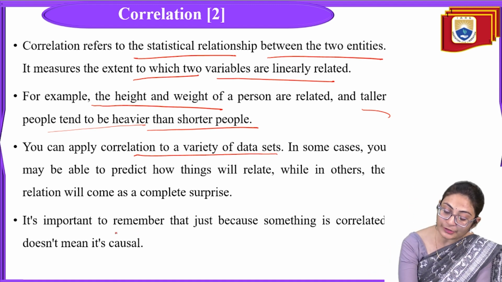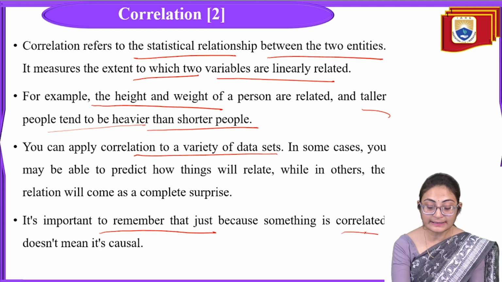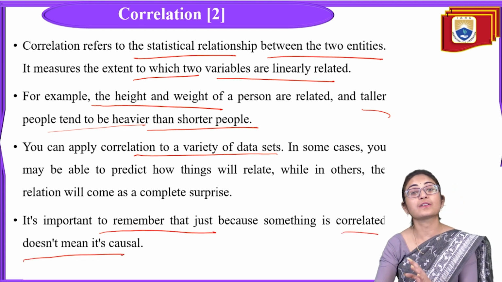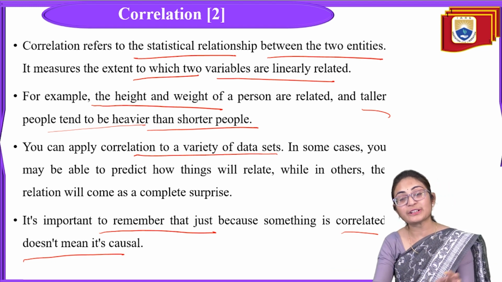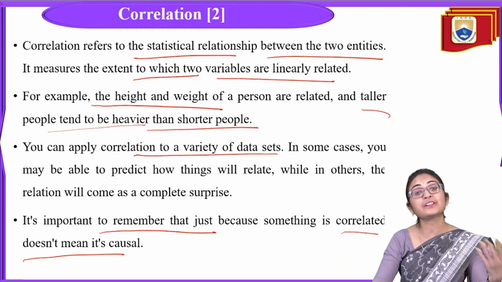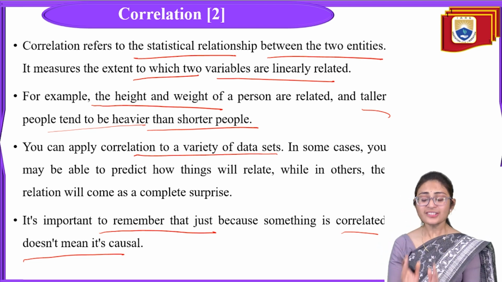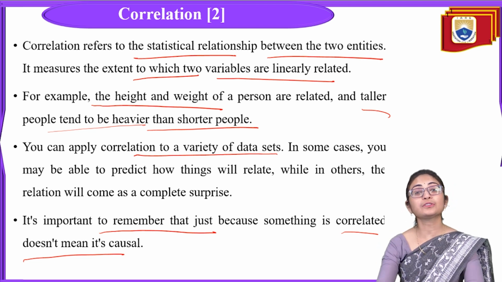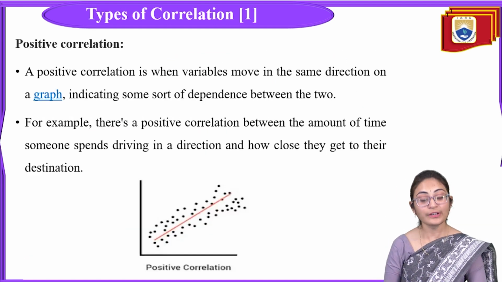And it's important to remember that just because something is correlated doesn't mean it's causal. It's not like that. If there is a relation between two variables, it doesn't necessarily mean they will affect each other. So just now we were talking about the correlation. There are different types of correlation.